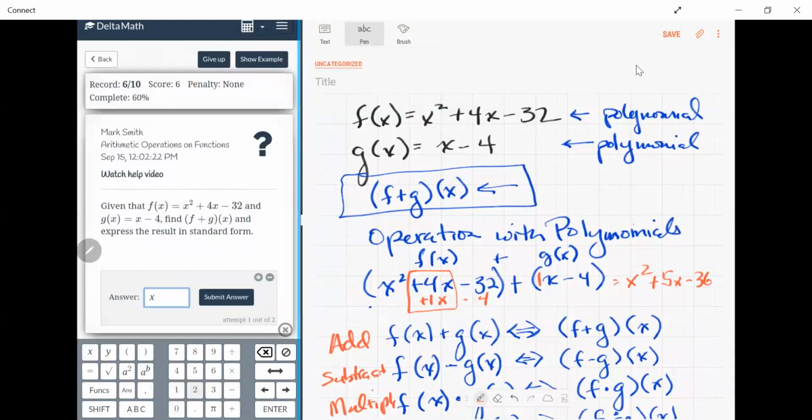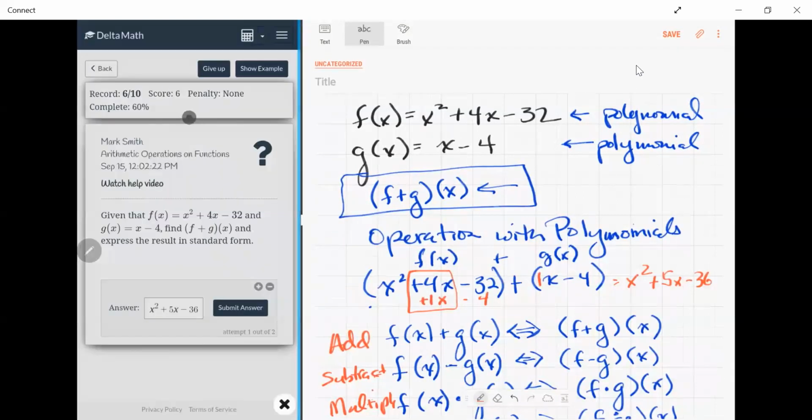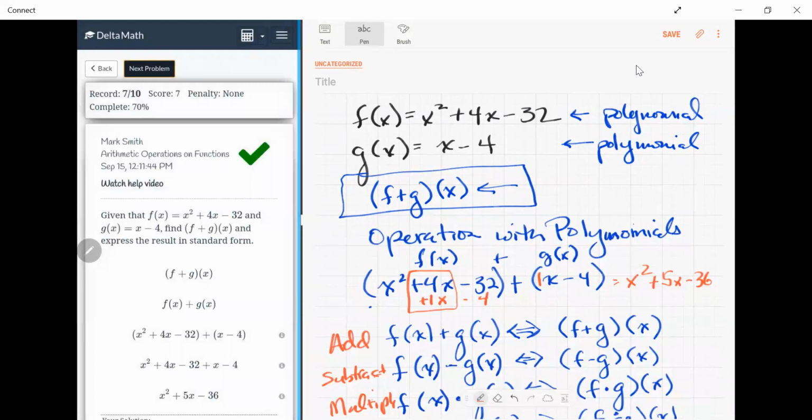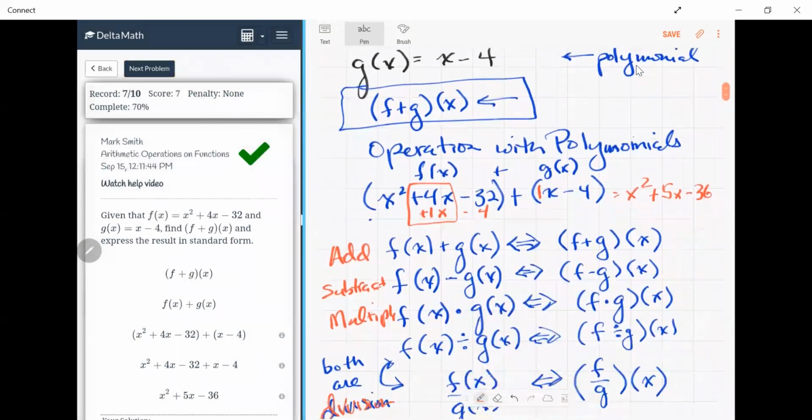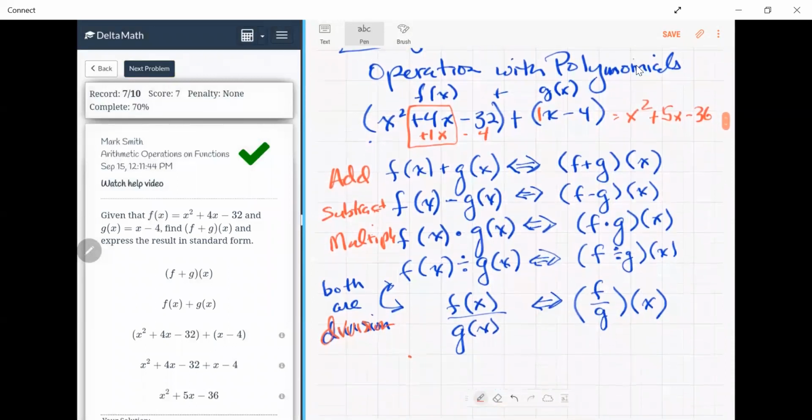That's going to be our answer: x squared plus 5x minus 36. So it's the exact same exercise you were doing before with polynomials, adding, subtracting, multiplying and dividing polynomials, except now you're using this function notation. So there's no new skill you have to learn, just a different way that it's being asked. It's asking for adding, subtracting, multiplying, and dividing polynomials with this function notation, but it's still the same skill that you have, which is doing polynomials.